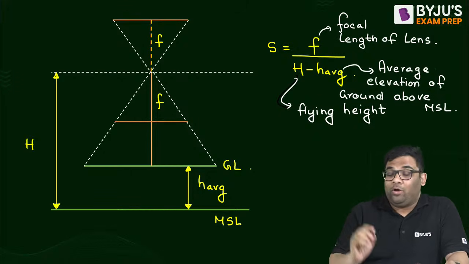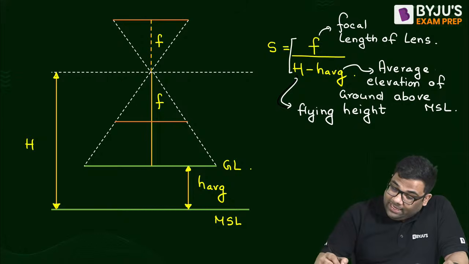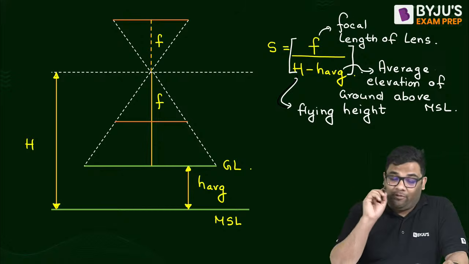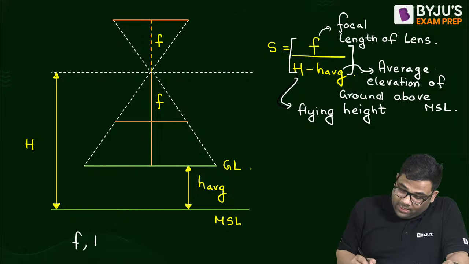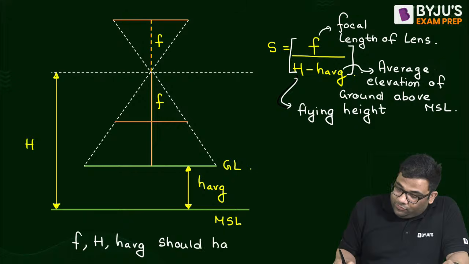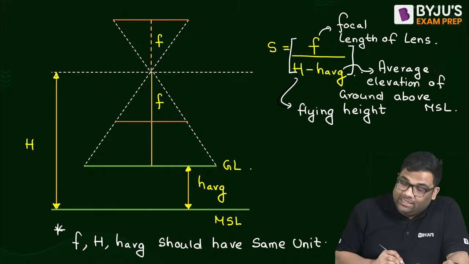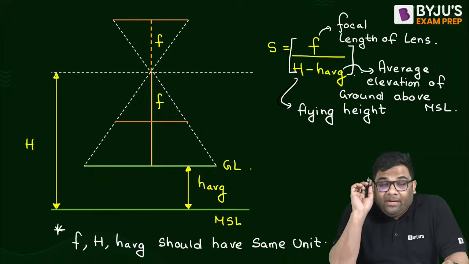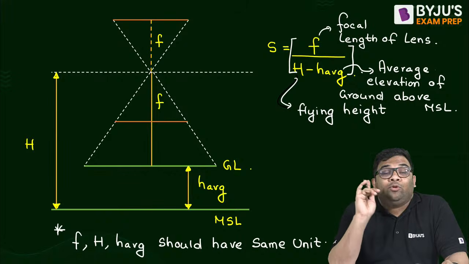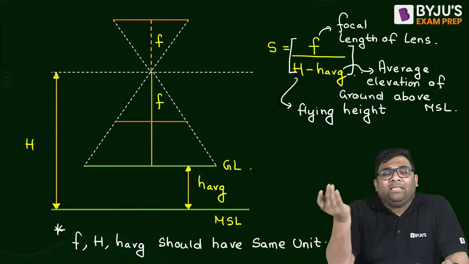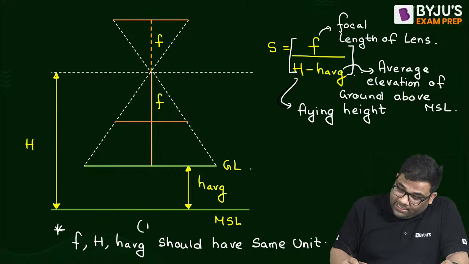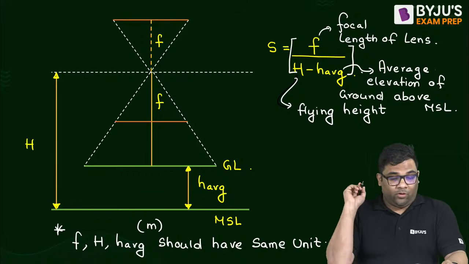So therefore, whenever you are using the scale formula, be very careful that your F, H and H average should have the same units, right? Very important point. Students commit mistakes in this. Since your scale is unitless, F, capital H and H average should all be in the same unit. Better is to take everything in meters. So now the formula is there.